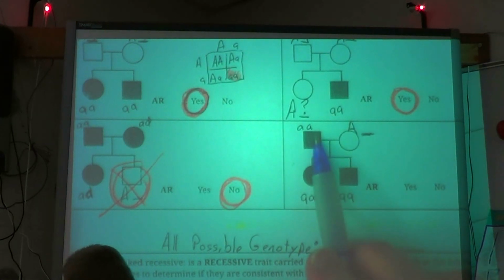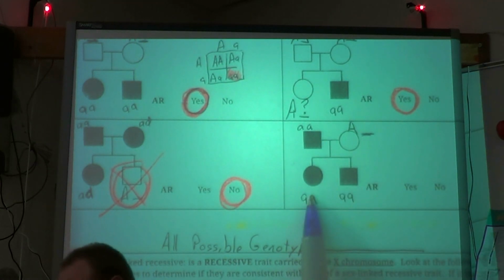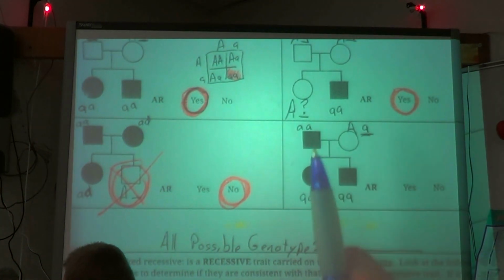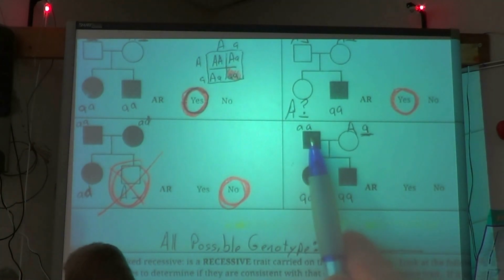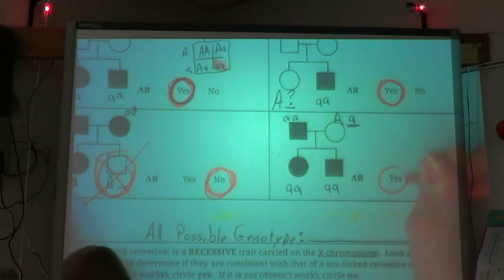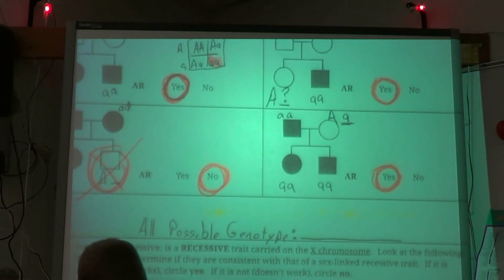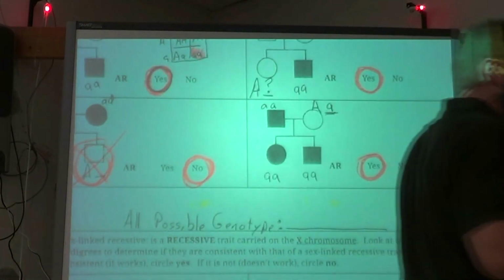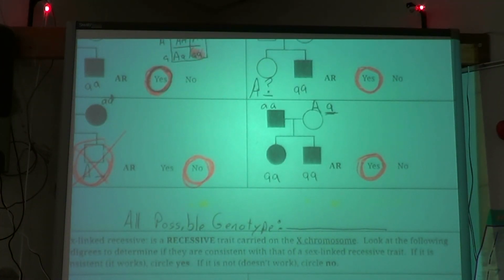Is it possible for a little a and a big A something to have a little a? Yes, as long as mom is big A, little a. Is it possible for a little a and a big A, little a to have a little a? Yes, as long as mom, once again, is heterozygous. So that one works as well. Questions about autosomal recessive? So again, we're switching brain thoughts. If it's dominant, shaded means big A something. If it's autosomal recessive, shaded means little a.